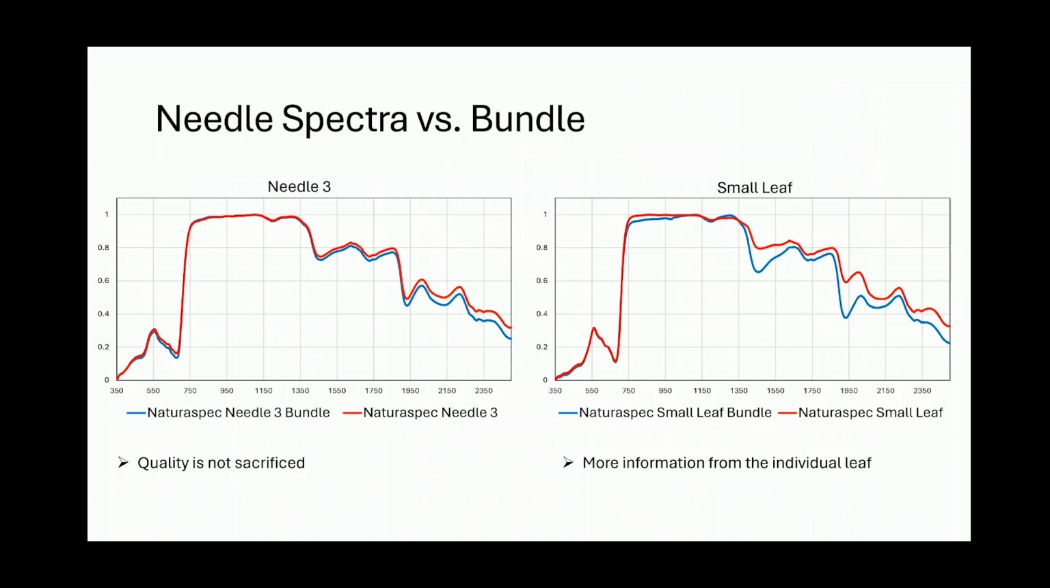And on the right, we can see that the spectra is different. This is the small leaf. It's different at the 1400 nanometer mark and the 1900 nanometer mark, and these are primarily due to water absorption. So what we're seeing here is a difference between an individual needle and the average of the bundle. So we're getting more information from the individual leaf than we did from bundling the leaves together.